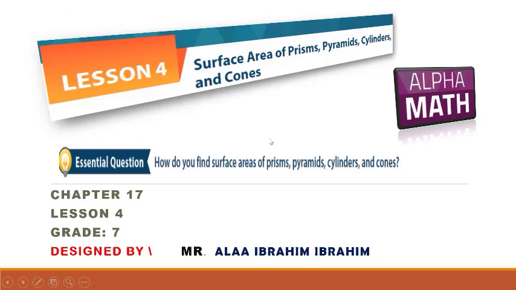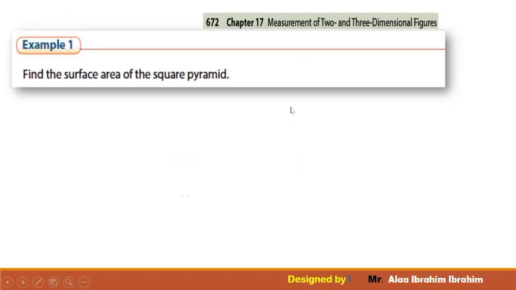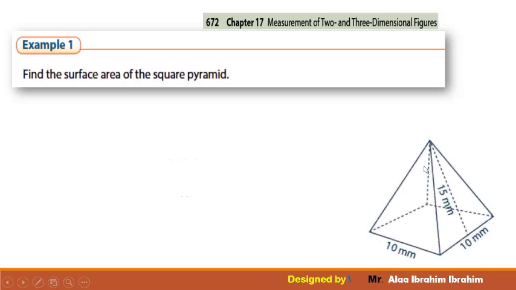Okay, we start now with something like find the surface area of a square pyramid. We have to remember the square pyramid. This is my figure of a square pyramid. So we have a base with a square and the other sides are triangles. I have 4 triangles because I have 4 sides. Each side has a triangle. This side has a triangle, this side, and this side.